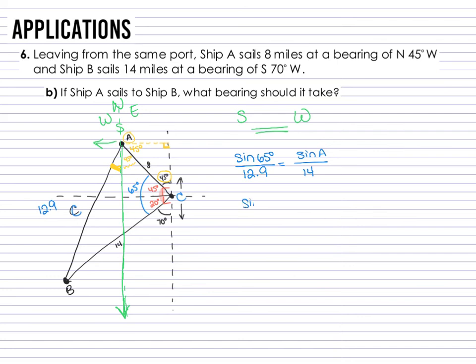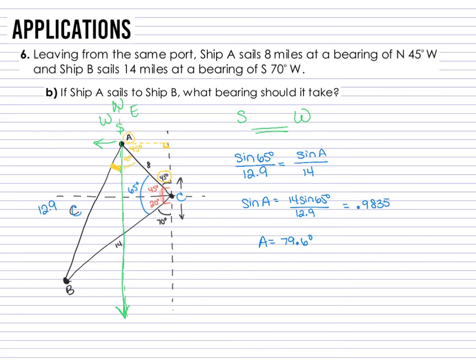Multiply both sides by 14. So I'm going to have that the sine of A equals 14 sine of 65 degrees over 12.9. Solve that through, and that is going to give me a value of 0.9835. That 0.9835 is between -1 and 1. So I can go ahead and solve that A is equal to 79.6 degrees.